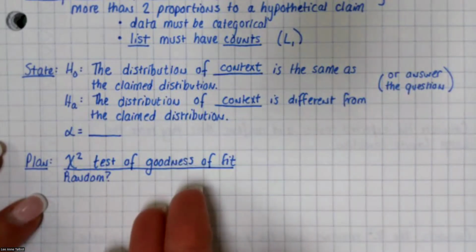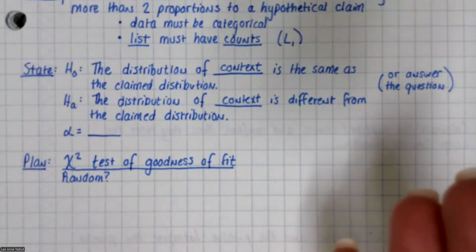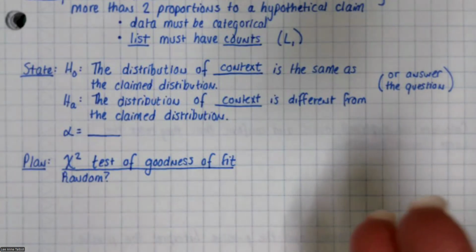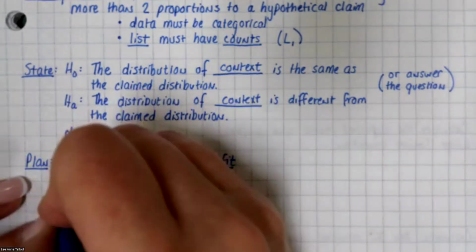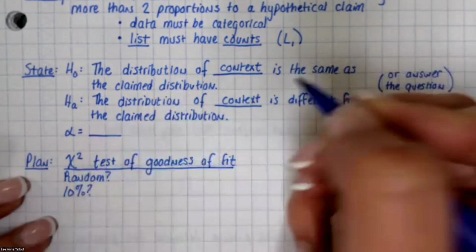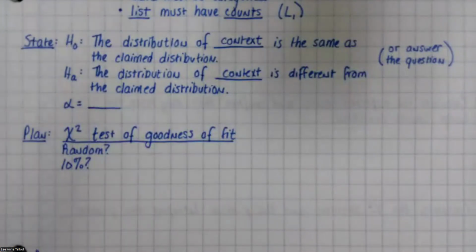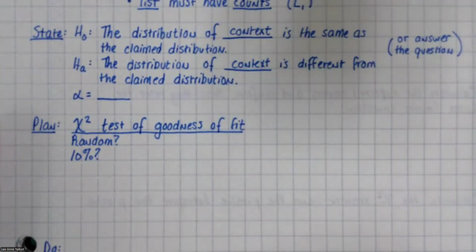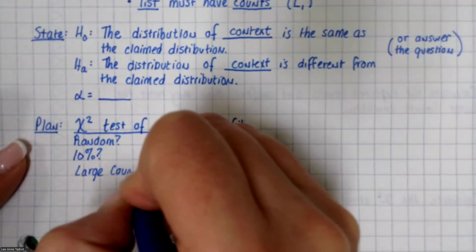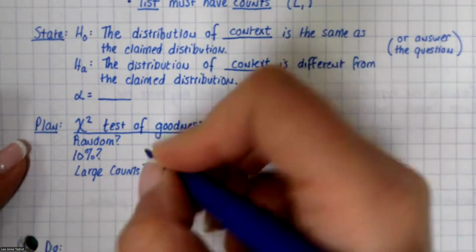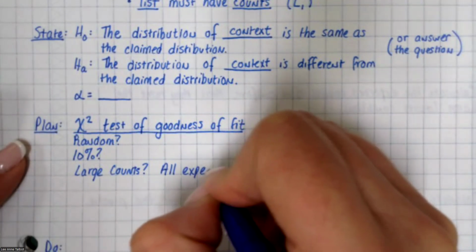Do I need to say anything after this? There's no difference here. It's random sample, random assignment. There should be some kind of randomness stated. If it's random assignment, 10% does not apply. I think we've got that down. I don't think I need to spend the time there, but the large counts condition is different. It's very easy, but different.